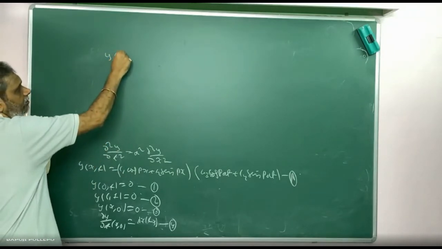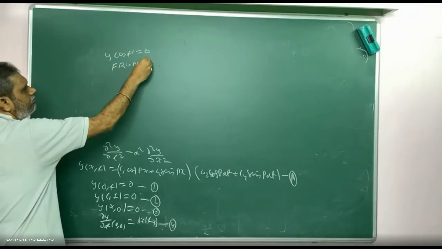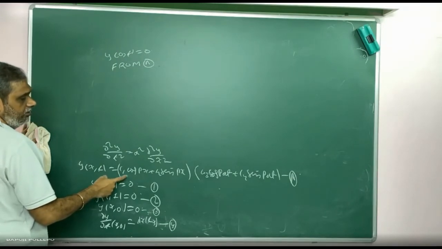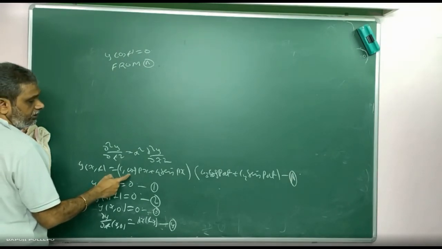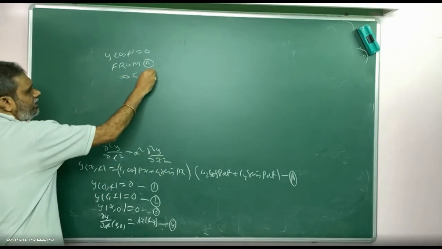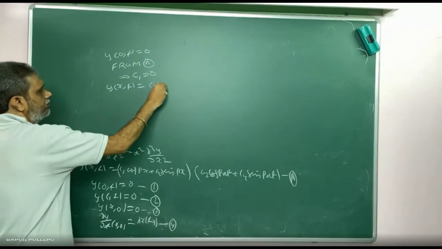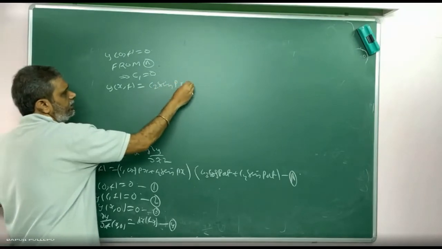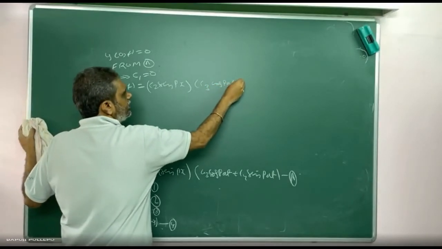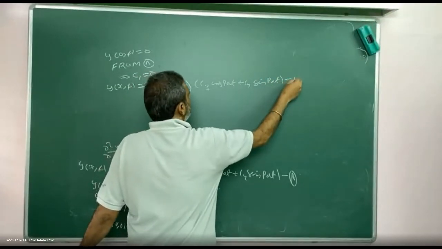The first condition is what? y(0,t) is equal to 0. From A, what will I get? Tell me. C1 is equal to 0. If you substitute, C1 into this will get, so this implies C1 is equal to 0. Now y(x,t) is equal to what? C2 sin px (C3 cos pat + C4 sin pat). This is equation B.